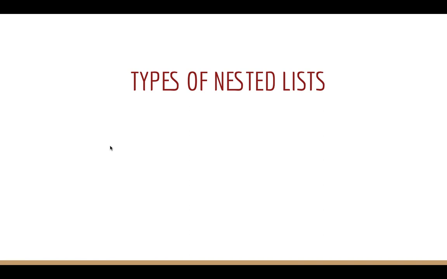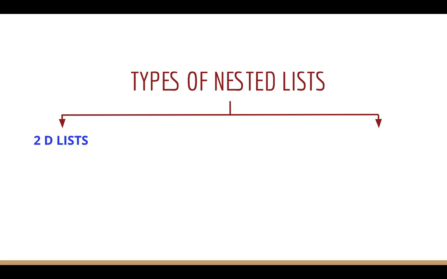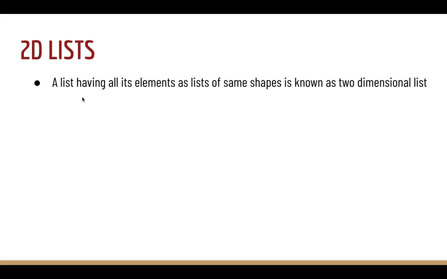Alright, so let's move ahead with the next topic, and let's see the different types of nested list. Nested list can be subdivided into two types. One is 2D list and second is ragged list. Let's see the concept of 2D list. So, what are 2D lists? A list having all its elements as lists of the same shapes is known as a two-dimensional list. What do I mean by this?